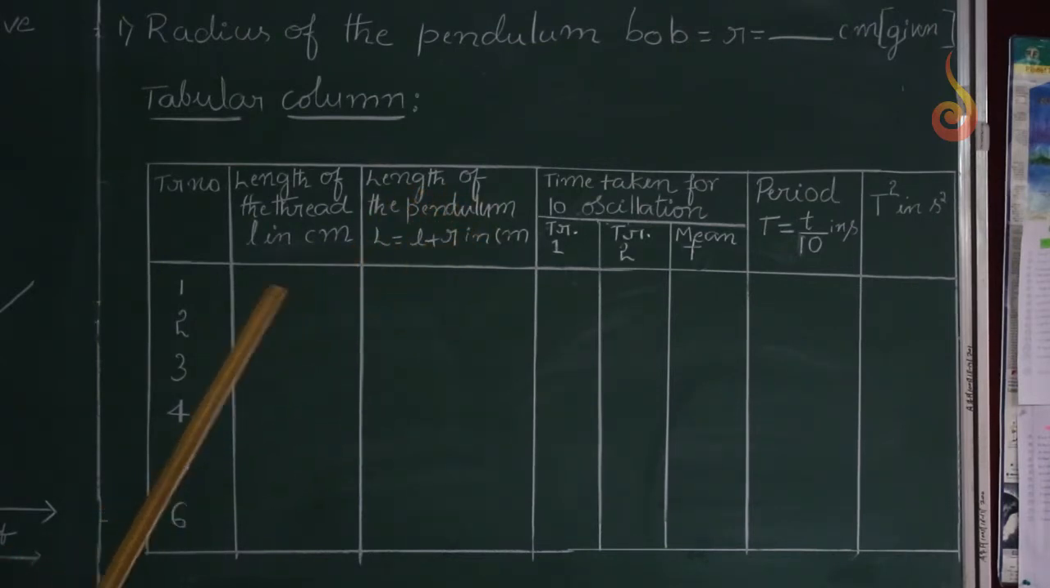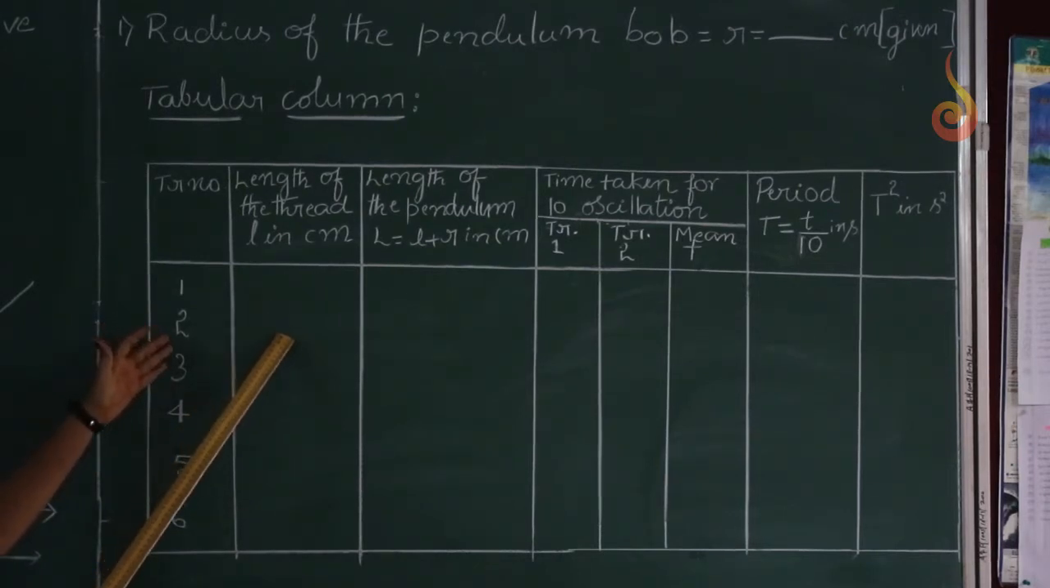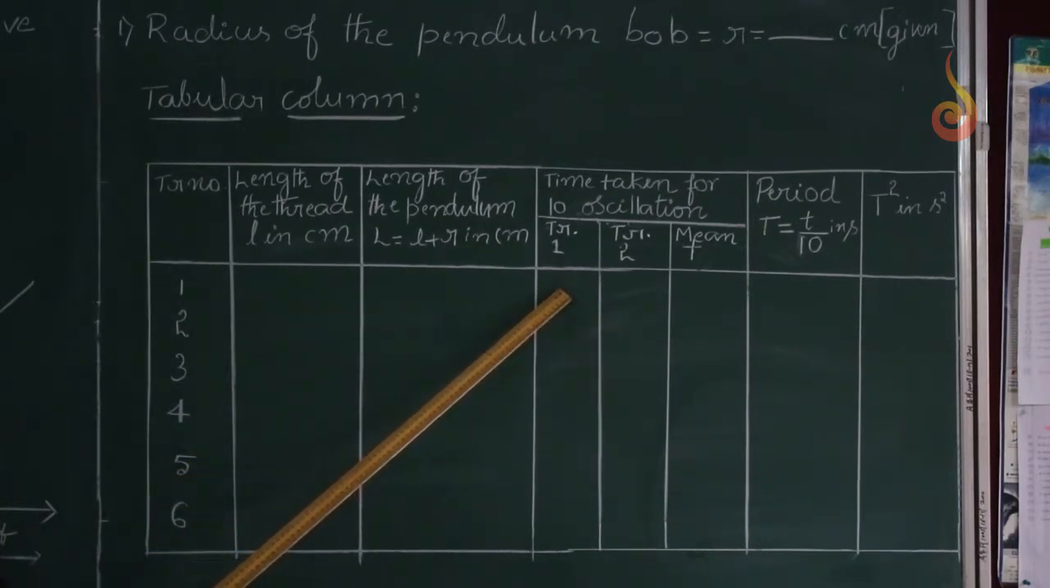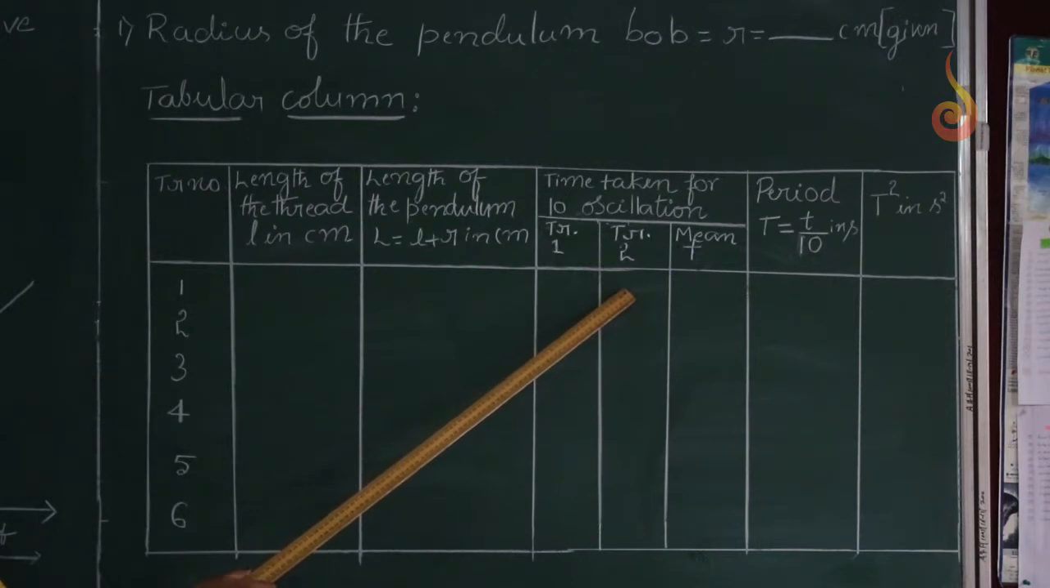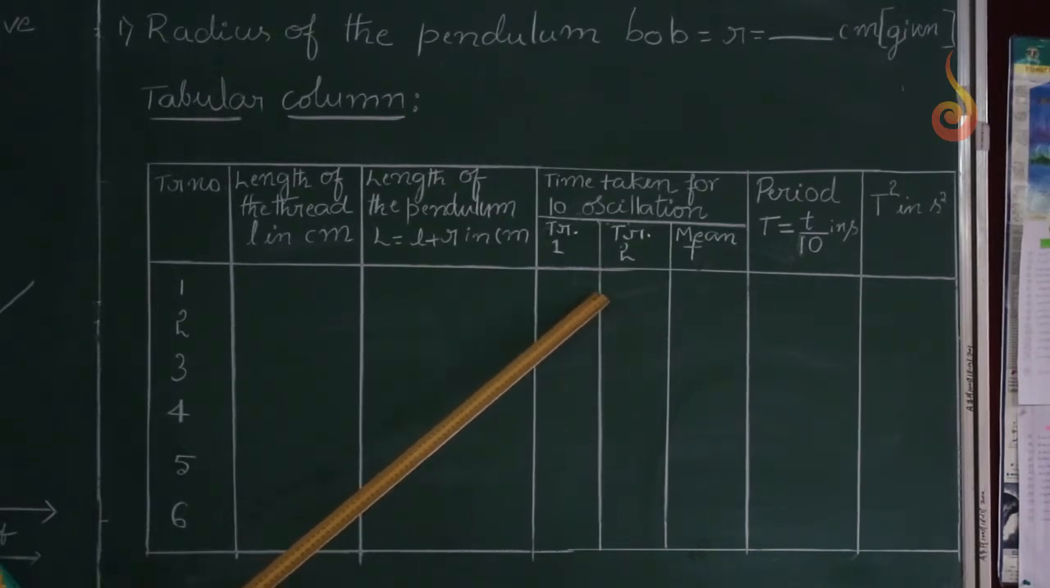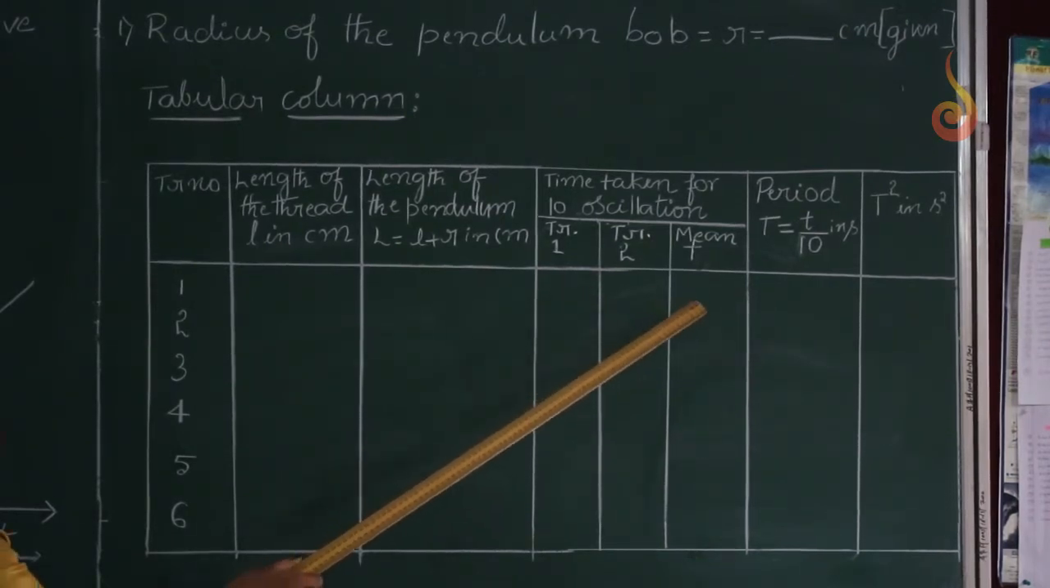Then we have to note the time taken for 10 oscillations. Here we are going to perform it for 2 trials for the same length of the thread. As we move on to the next length, we are going to increase the length in steps of 5 centimeters. So the trial 1 reading and the trial 2 reading that you take for the 10 oscillations, we are going to note down over here, and we are going to calculate the mean t and note it down over here.